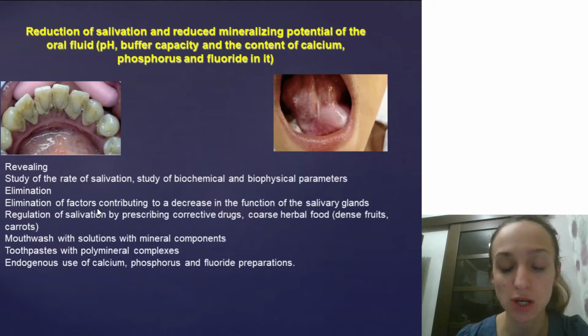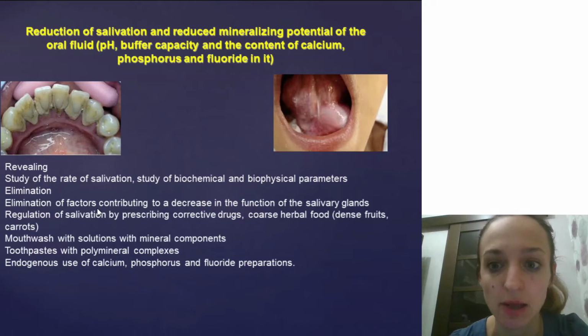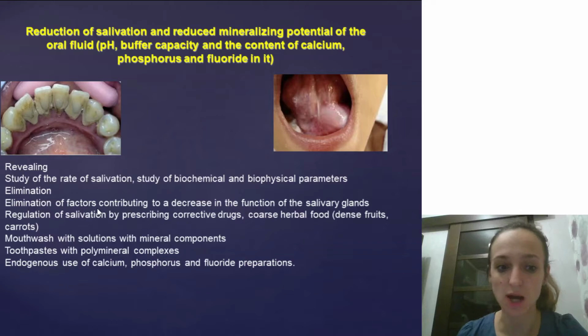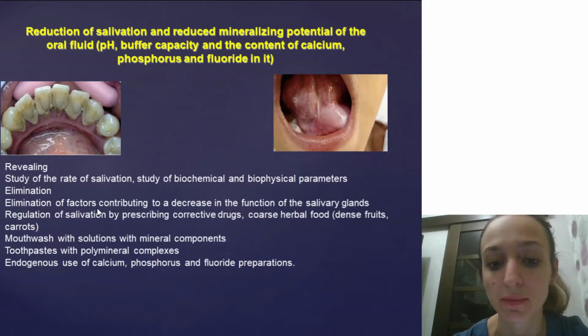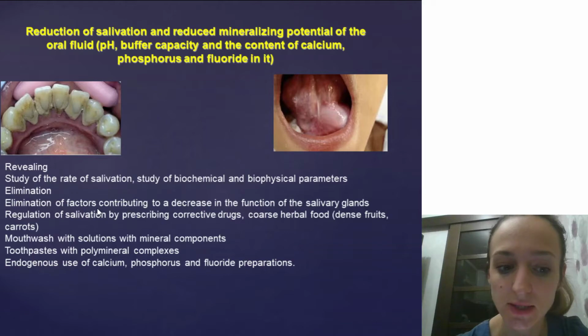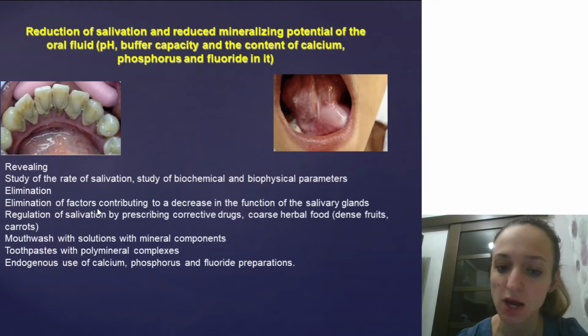So reduction of salivation and reduced mineralizing potential of the oral fluid: it is pH, buffer capacity and the content of calcium, phosphorus, and fluoride in it. So revealing is a study of the rate of salivation, study of biochemical and biophysical parameters, and elimination of factors contributing to a decrease in the function of the salivary glands. Mouthwash, toothpaste with polymeric complexes, and adhesions used to calcium, phosphorus, and fluoride preparation.